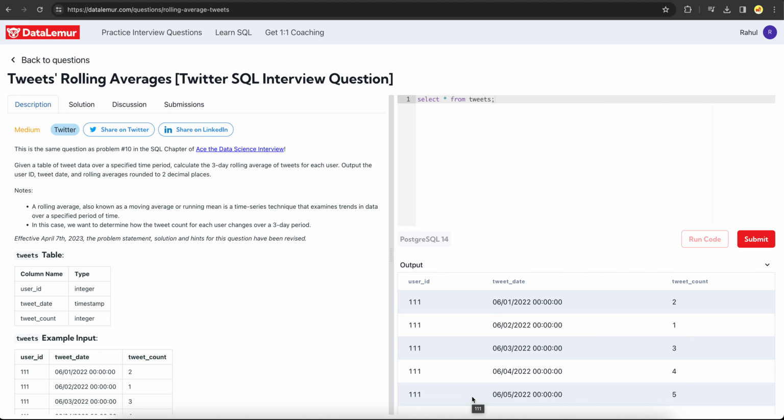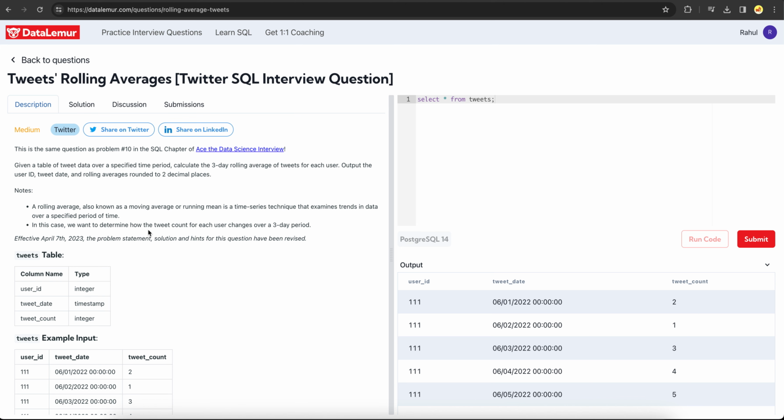So this is a question from Twitter, like I said. In this question, you are given a table of tweet data over a specified time period, and you are asked to calculate a 3-day rolling average of tweets for each user. In the output, you have to give the user ID, the tweet date, and the rolling averages rounded to 2 decimal places. In the notes they have given, they have explained what a rolling average or a moving average is.